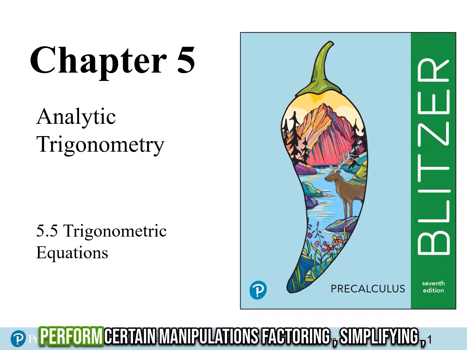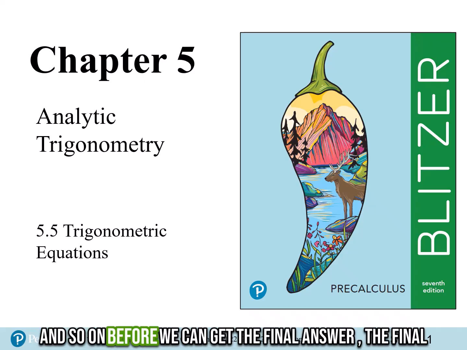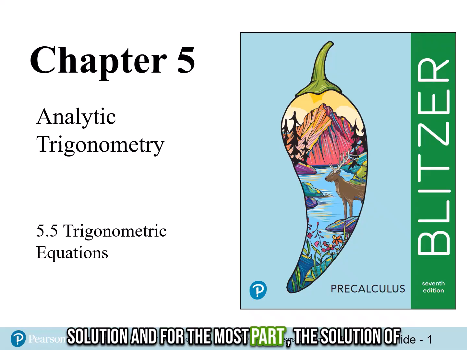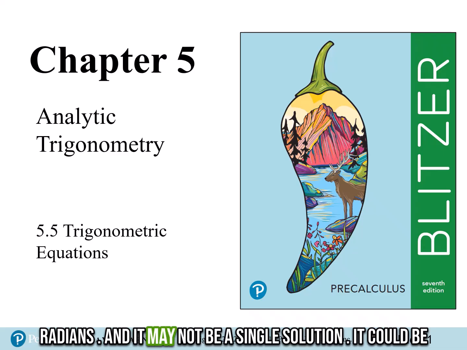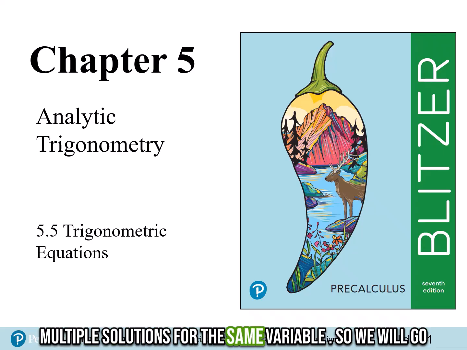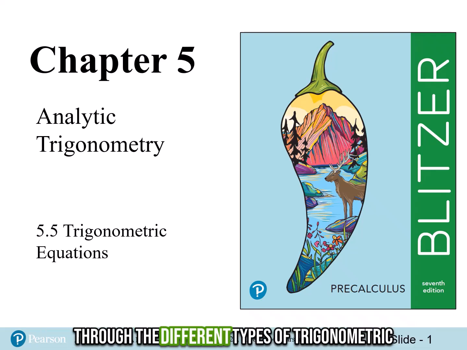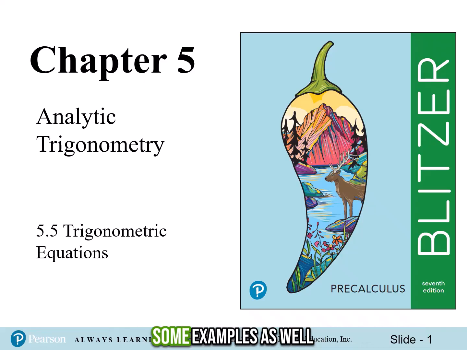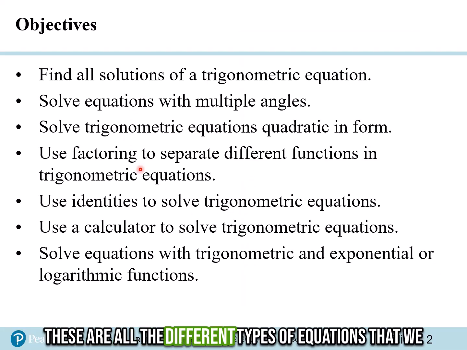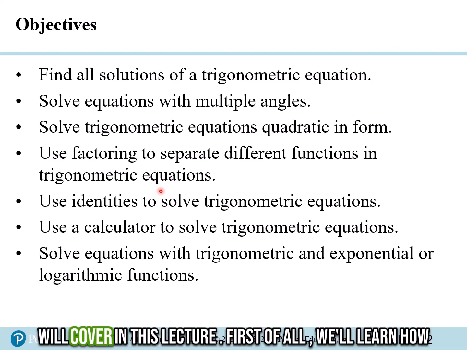We will have to perform certain manipulations, factoring, simplifying, and so on before we can get the final solution. And for the most part, the solution of a trigonometric equation would be an angle measure in radians. And it may not be a single solution, it could be multiple solutions for the same variable. So we will go through the different types of trigonometric equations, how to solve them, and we'll work through some examples as well.